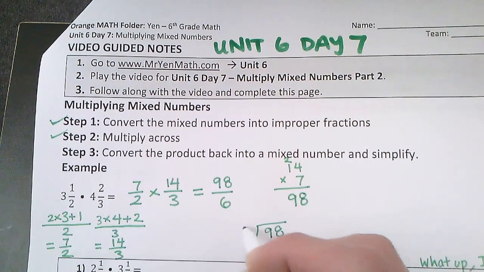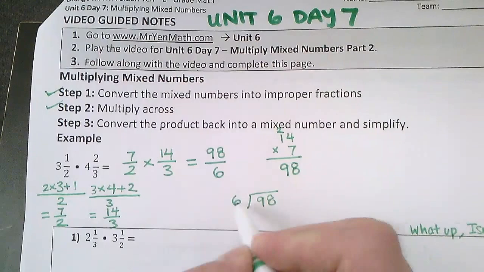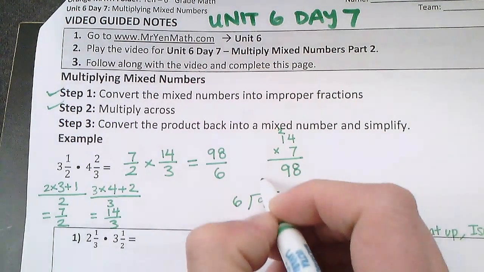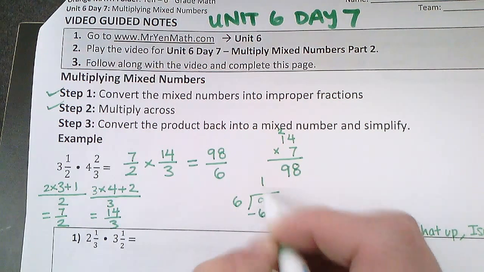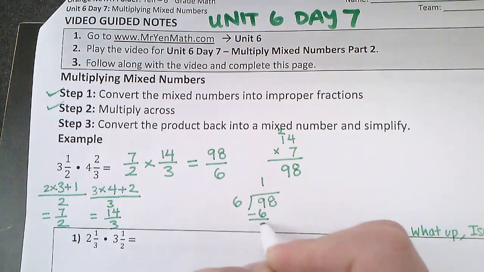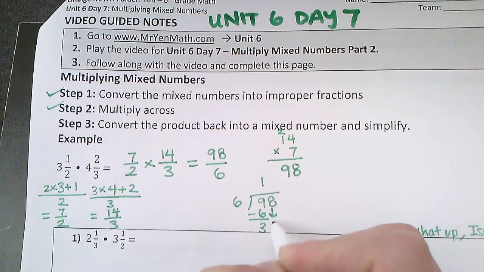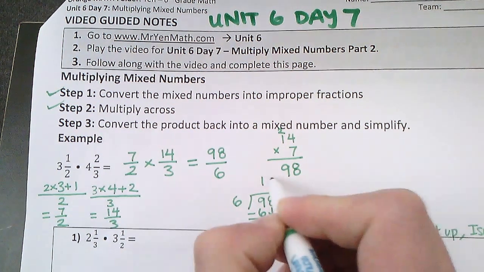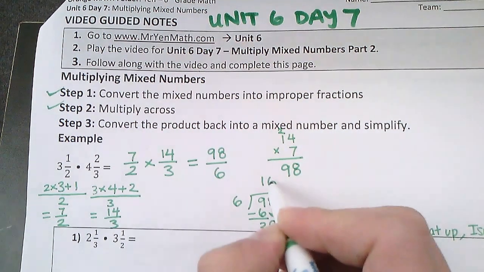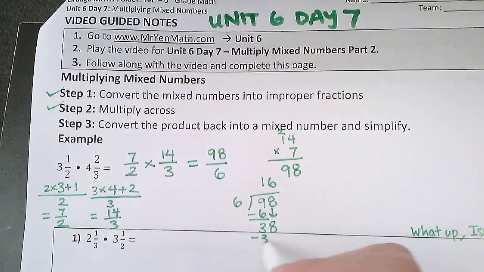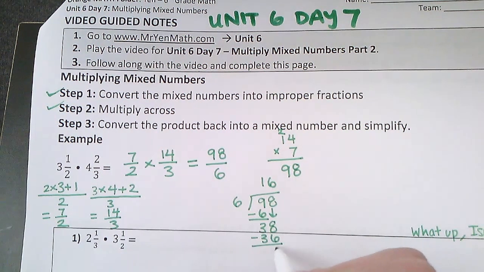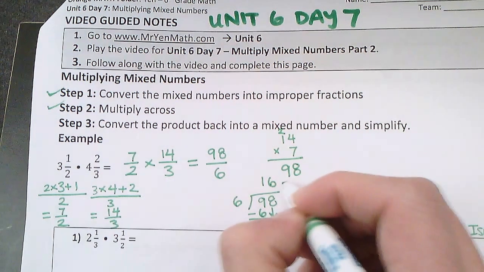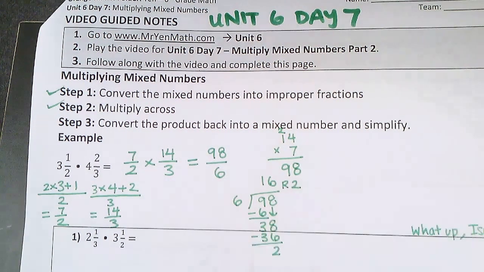98 divided by 6. 6 goes into 9 once. Subtract the 6, because 1 times 6 is 6. We get 3 down here. Bring down the 8. 6 goes into 38 6 times. So then now 6 times 6 is 36. Subtract that. 38 minus 36 gives us 2. So 16 remainder 2 is our answer for the division.